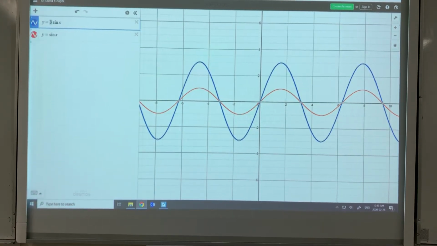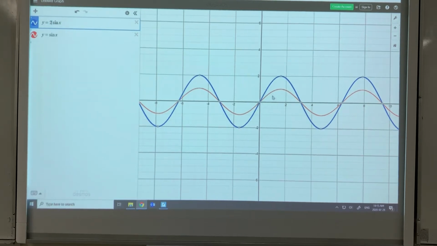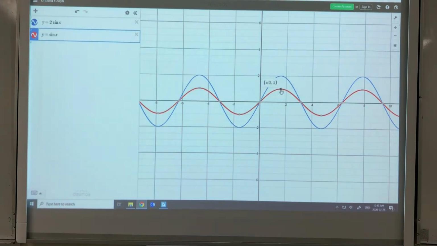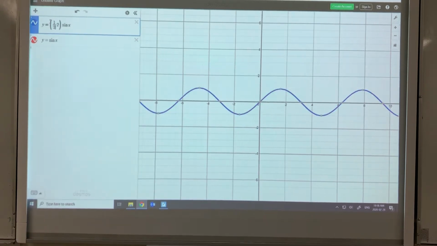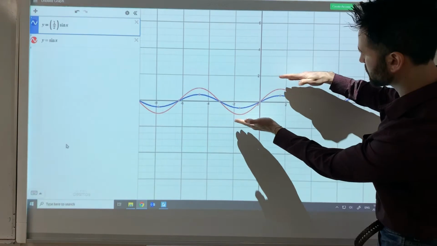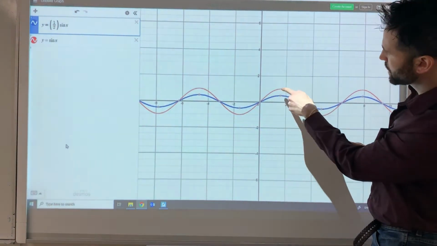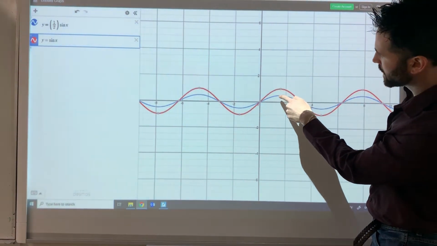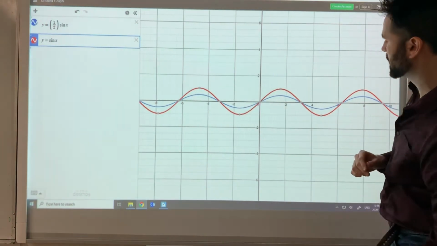So what if we do another one? Let's test our theory. If I go 2, that point here at 1 is now at 2. So that seems to work. What if we did 1/2? Not times 2, but 1/2. So if I go 1/2 sine x, the blue graph is the new one, and yes, someone said compressed. So that point at 1 went down to 1/2. This one at negative 1 went up to negative 1/2.